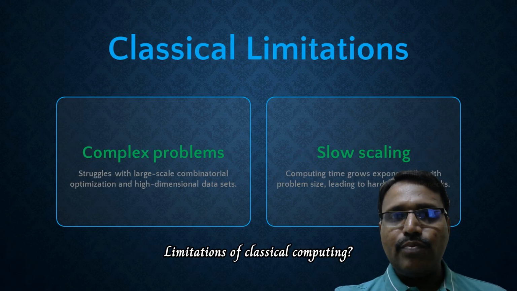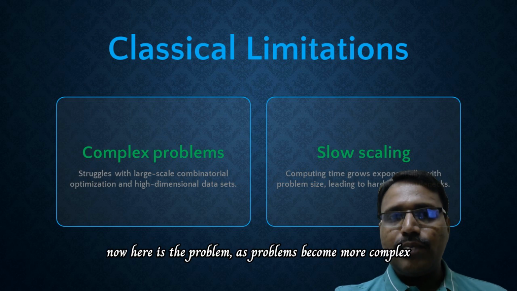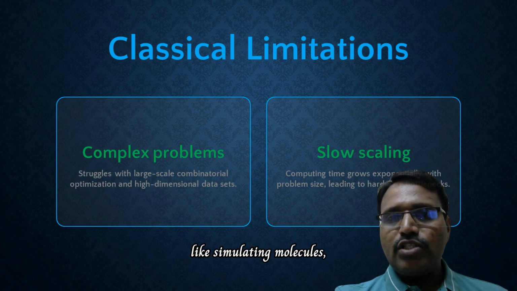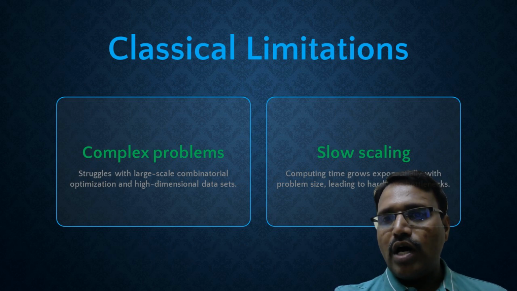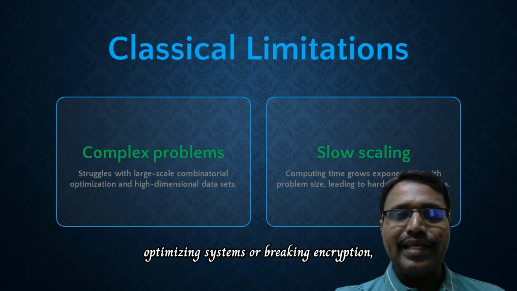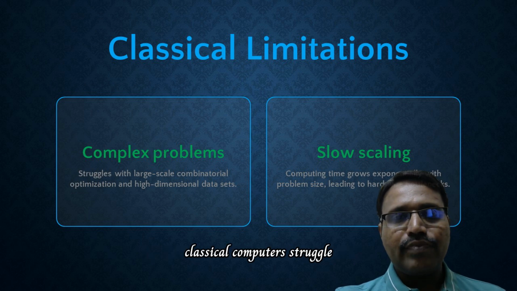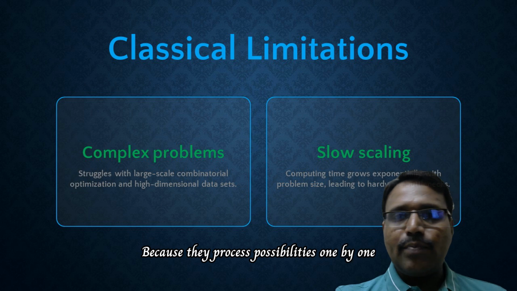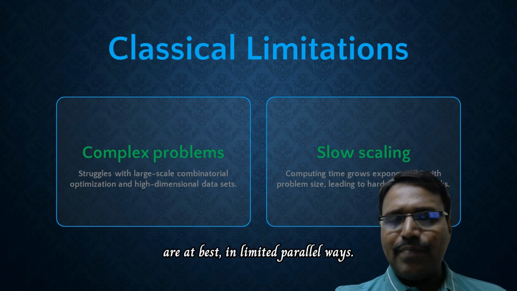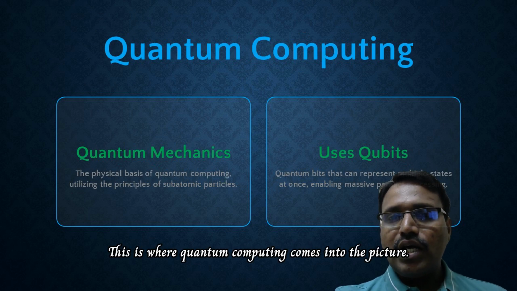Limitations of classical computing. Now, here is the problem. As problems become more complex, like simulating molecules, optimizing systems, or breaking encryption, classical computers struggle because they process possibilities one by one or at best in limited parallel ways. This is where quantum computing comes into the picture.